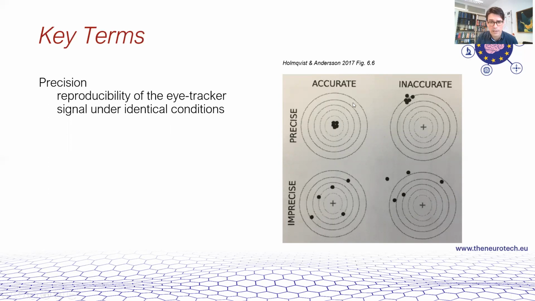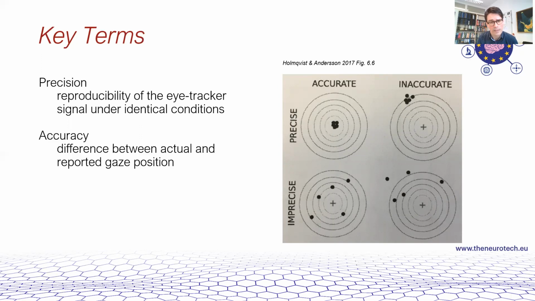And this is shown here on the figure on the right. There are 5 samples, which in precise recordings in the upper panel are closely clustered together. So on 5 different occasions and 5 samples, the eye tracker gives a very similar result. There's also something that we term accuracy, however, and this is also very important to consider.